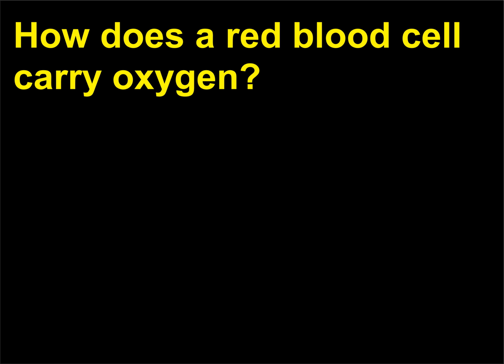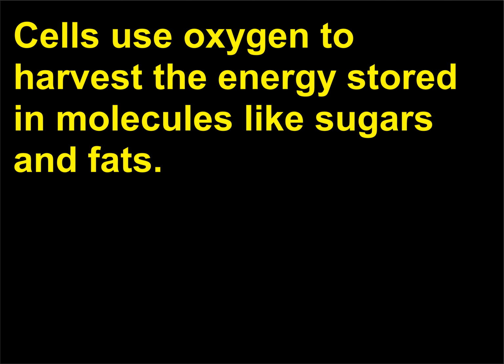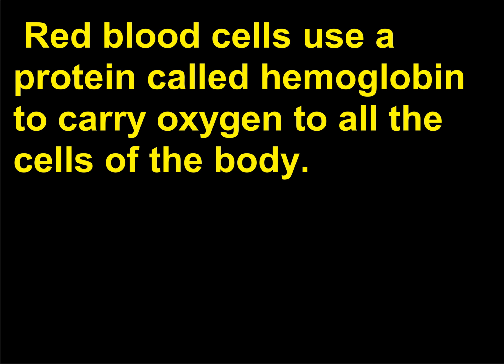How does a red blood cell carry oxygen? Cells use oxygen to harvest the energy stored in molecules like sugars and fats. Red blood cells use a protein called hemoglobin to carry oxygen to all the cells of the body.